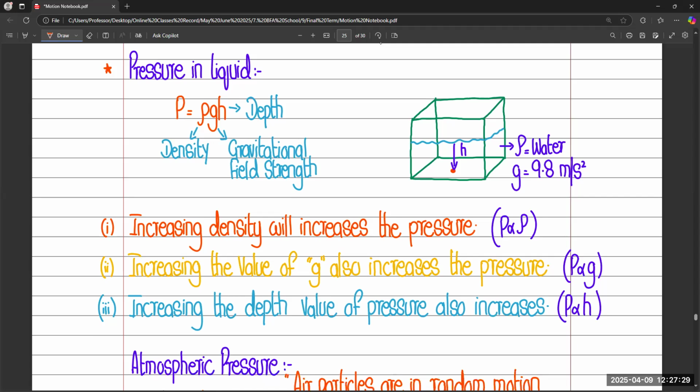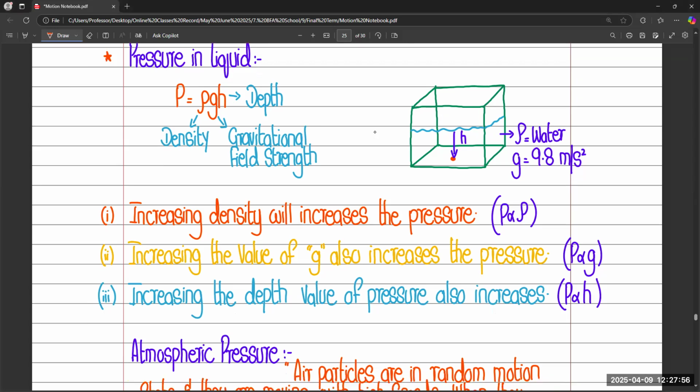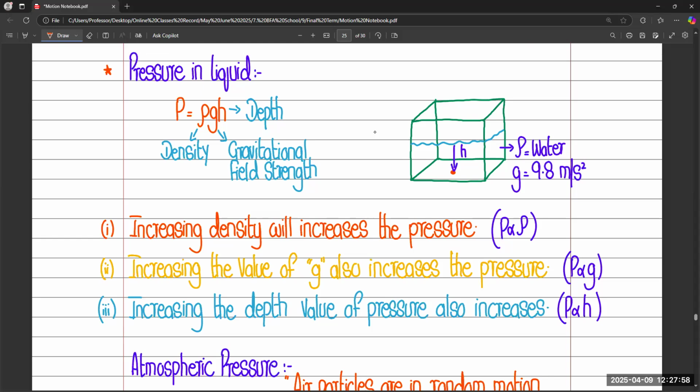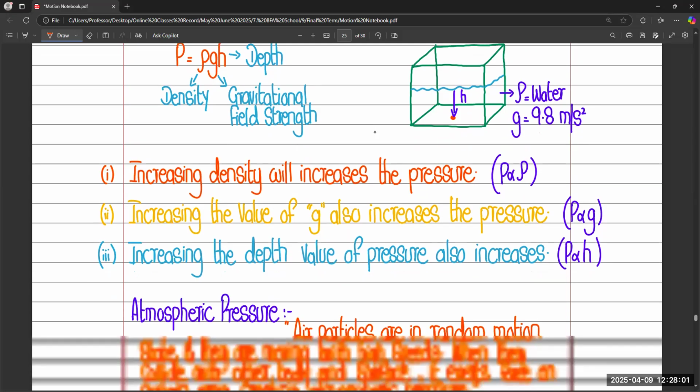According to the factors, all factors are directly proportional. If we increase the density, it will also increase the pressure. If we increase the value of g, it will also increase the pressure. And if we increase the depth, that will also increase the pressure. So increasing all the factors will increase the pressure in liquids. This is also a simple formula, and the unit remains the same, pascals, for any type of pressure.